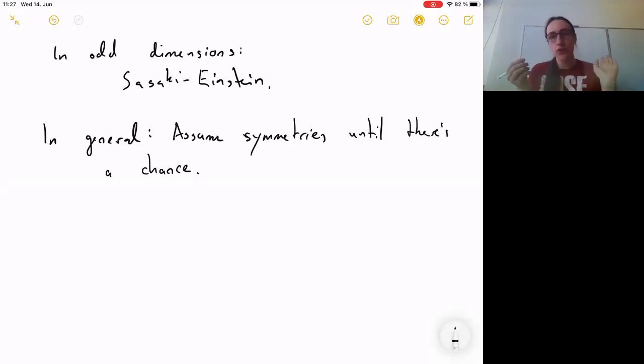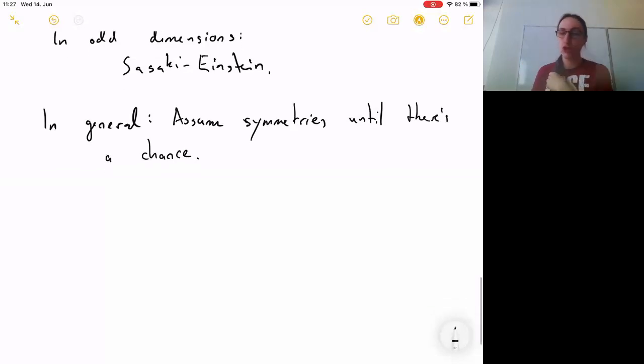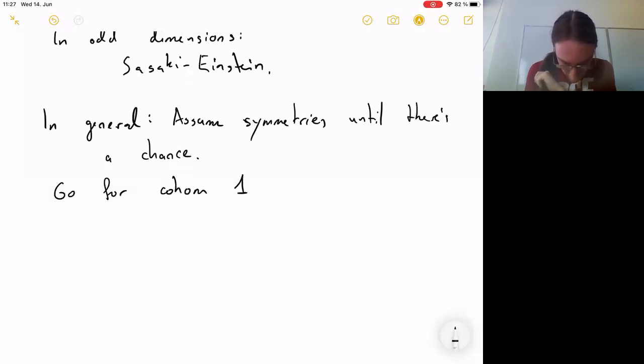For some, there are positive results. For some, there are negative results. A lot are just open. There's no known condition. It's unknown. But of course, today we're interested in spheres. So on spheres, the homogeneous case is known. And the next most plausible is cohomogeneity 1. So we go for cohomogeneity 1. This will turn the PDE into an ODE.